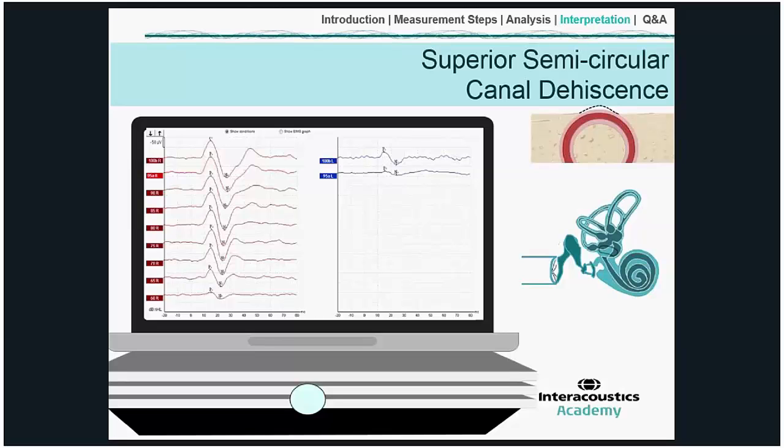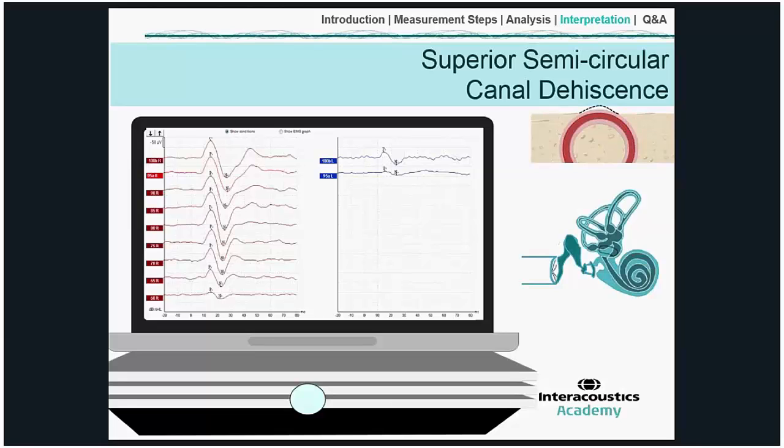But on the right hand side we can see that the amplitude is much bigger at 100 dB, and we can see that it tracks all the way down to around 60 dB HL. So what that's telling us is that the VEMP is being found at a much lower intensity than what we expected, and therefore we must consider that more sound is entering the ear through this third window, and then you would want to do a CT scan to confirm the presence of that dehiscence.